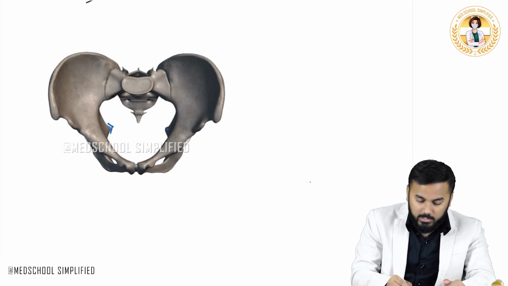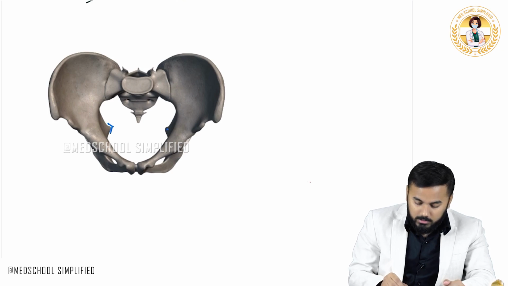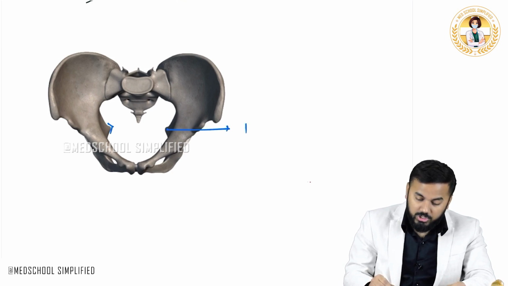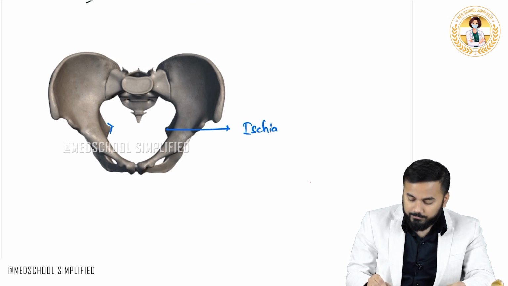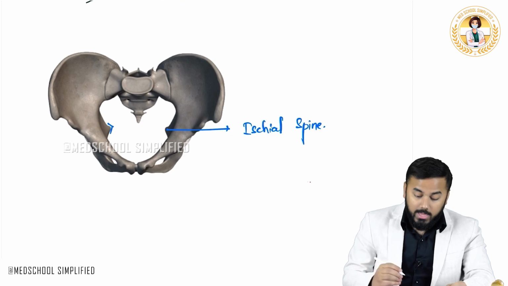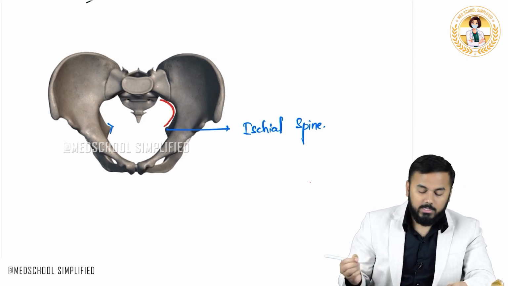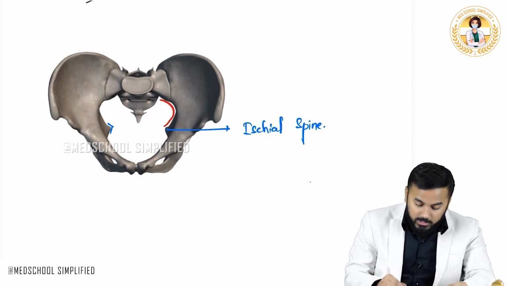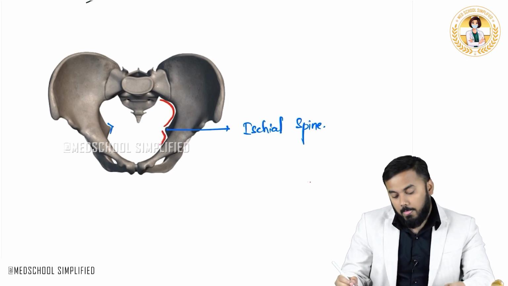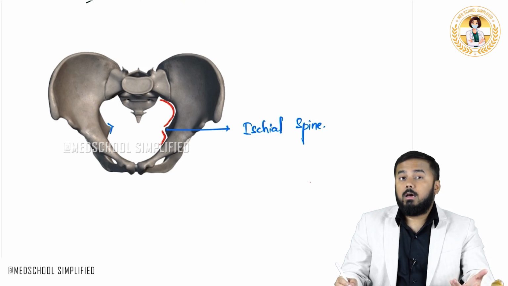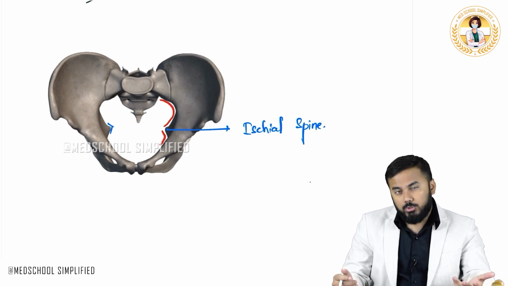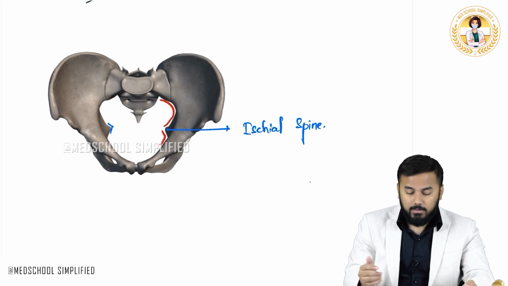This spine over here is called your ischial spine. Above the ischial spine, you see a small curvature like this, and below the ischial spine also you see a curvature. But out of these, which is greater? The upper one above the spine is greater. So that is why it is called the greater sciatic notch.